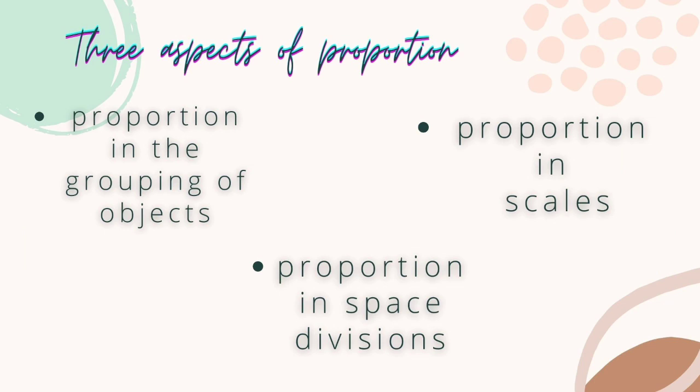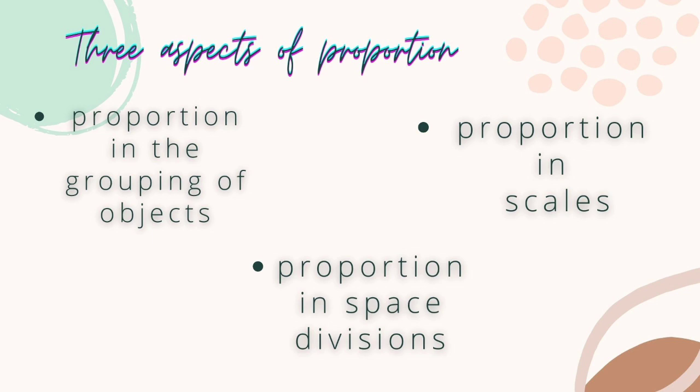So there are three aspects of proportion. First is proportion in the groupings of objects. Second is proportion in space division. And lastly is proportion in scales. Proportion is established when two or more objects are placed near or adjacent to each other. An arrangement or grouping of objects may show good or bad proportion.